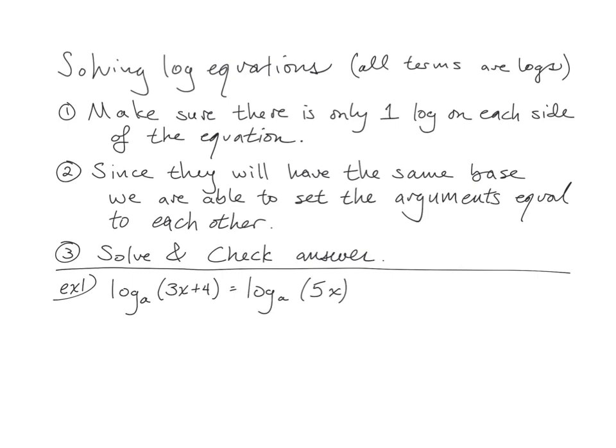So just diving right into example 1, you can see that there are two logs, one on each side of the equation. And again, this equation only has two terms. There's one term here, it's a log term. There's another term here, it's a log term. Once you have one log on each side of the equation and no other terms, then you can just set the insides equal to each other. So 3x plus 4 and 5x.